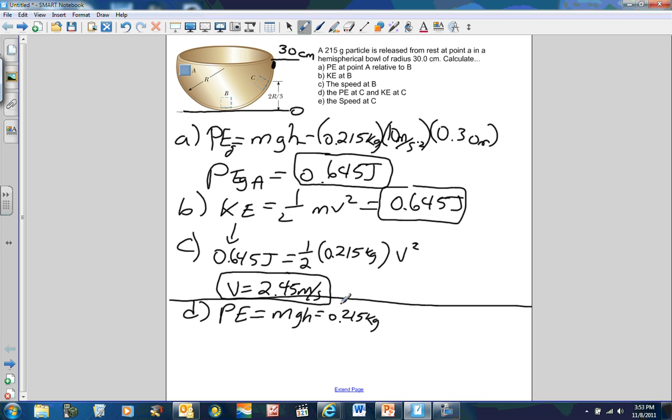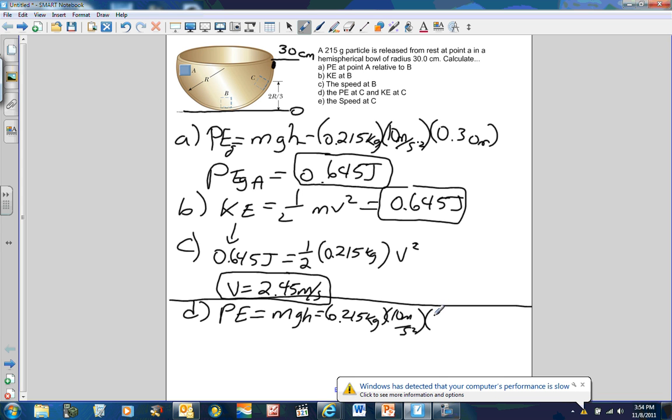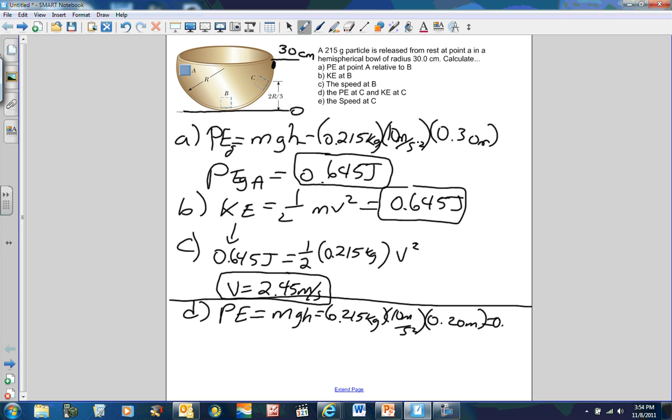0.215 kilograms times 10 meters per second squared times h, which is 2/3 R. So that's going to be 2 times 0.3 divided by 3. Is that right? 3 times 0.3 is 0.6 divided by 3 is 0.2. So the height here is going to be 0.20 meters. That's 2/3 times 0.3 meters. So if I put that in my calculator, 0.215 times 10 times 0.2, I get 0.43. So my answer here is 0.43 joules.